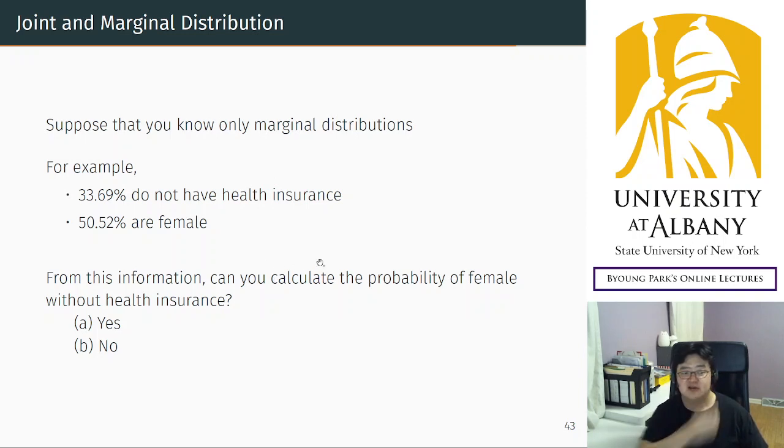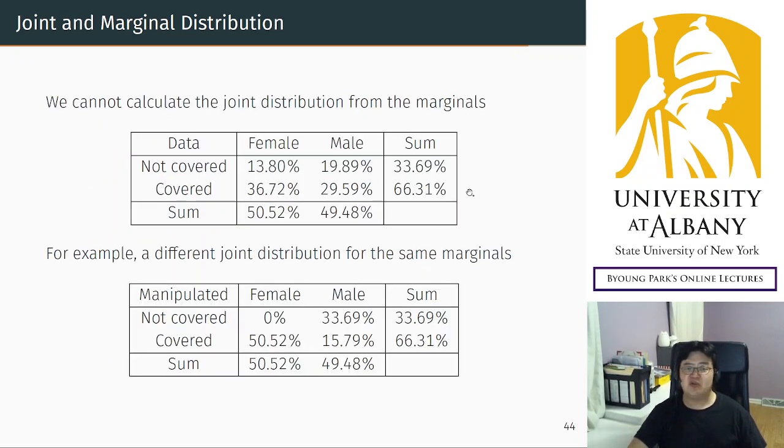If you have answered, I'll turn the page. The answer is no. You do not know exactly how many females do not have health insurance, because I'll show you two different examples. So you have the marginal distributions. So you know these numbers, but we are interested in the probability in here, right? Without changing those marginal probabilities, you may change this number like this.